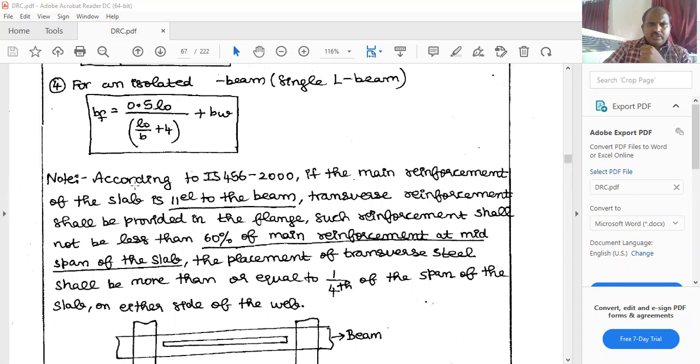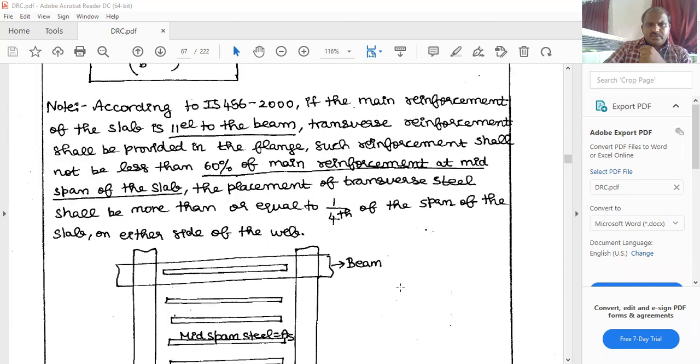According to IS 456:2000, if the main reinforcement of the slab is parallel to the beam, transverse reinforcement shall be provided in the flange. Such reinforcement shall not be less than 60% of the main reinforcement at midspan of the slab. The placement of the transverse steel shall be more than or equal to 1/4th of the span of the beam slab, on either side of the web.